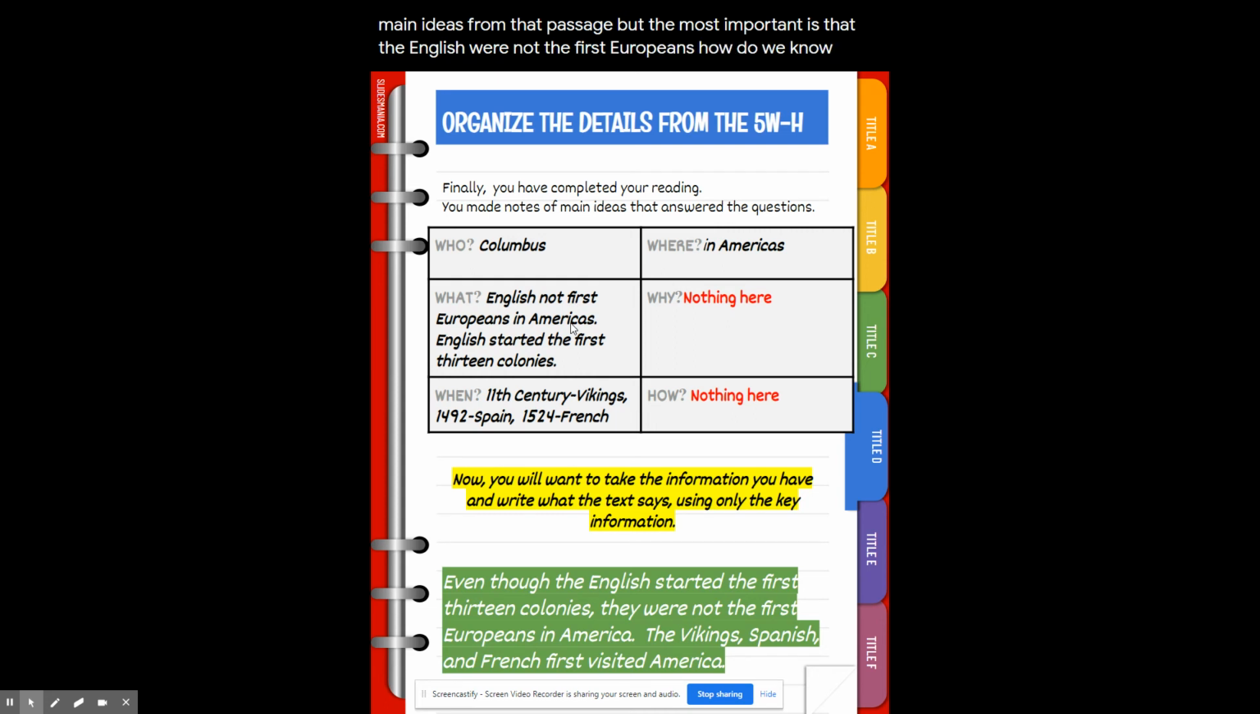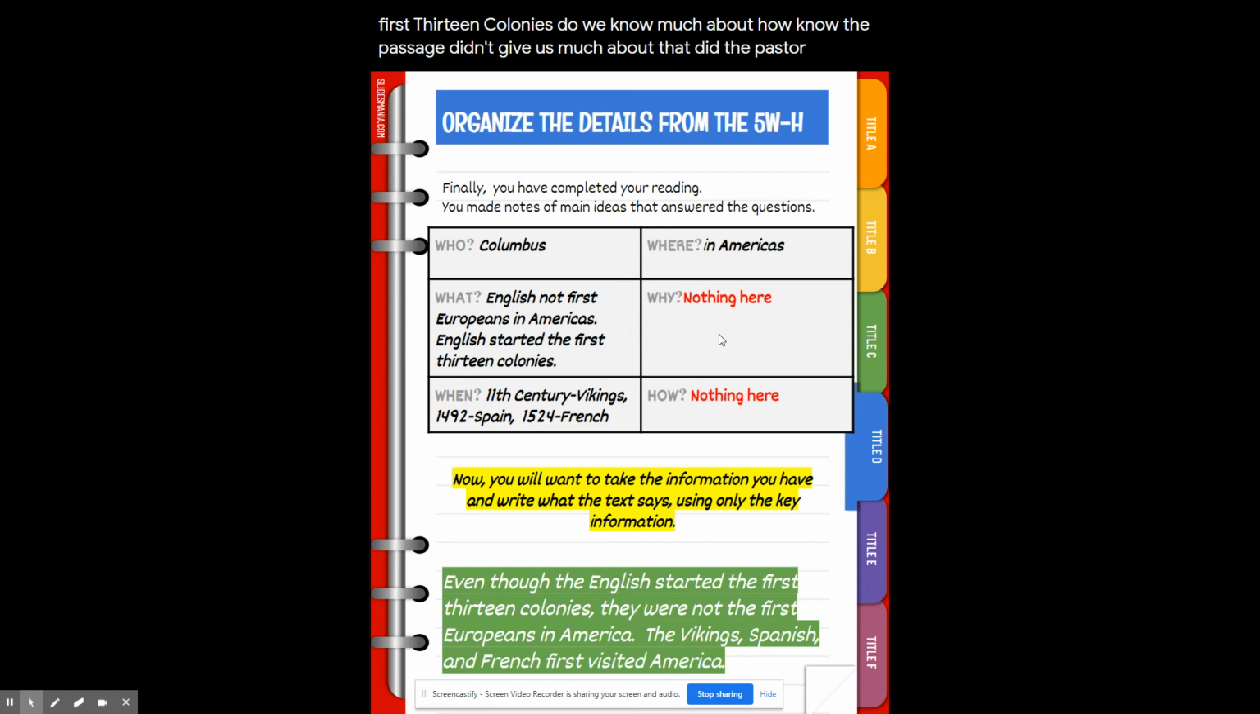How do we know this? The passage took a lot of time to explain the other explorers. In the 11th century, there were the Vikings. In 1492, the Spanish, and in 1524, the French visited the Americas. But the English were the ones that started the first 13 colonies. Do we know much about how? No, the passage didn't give us much about that.